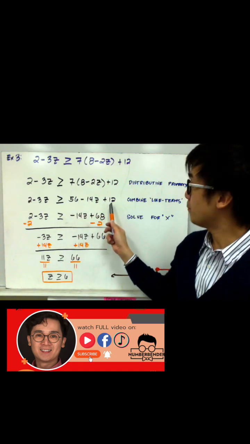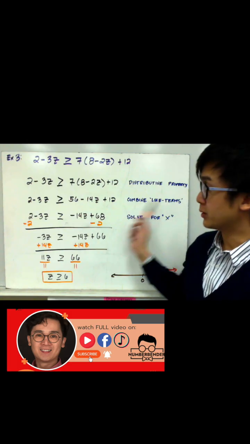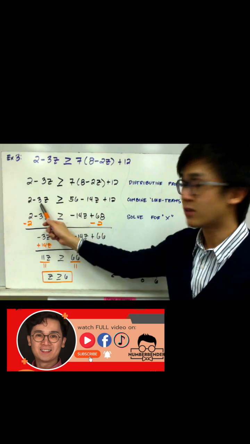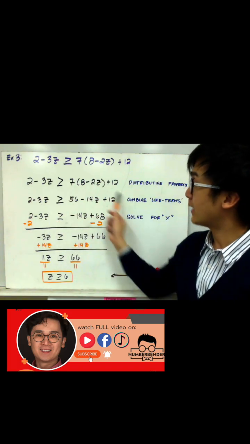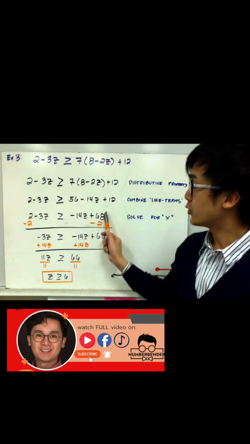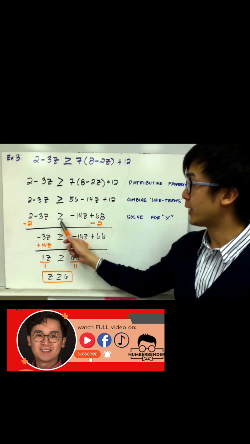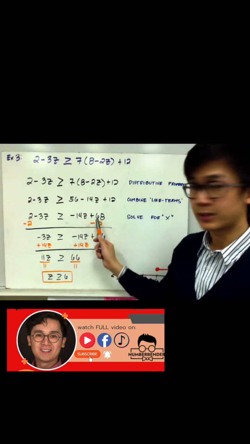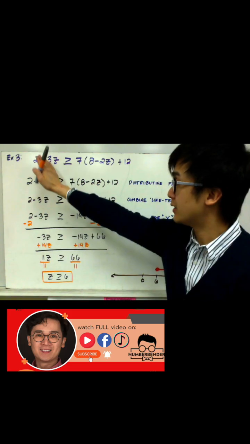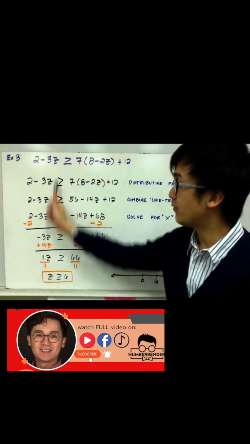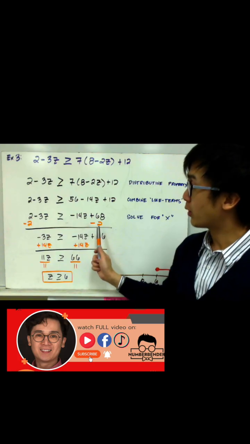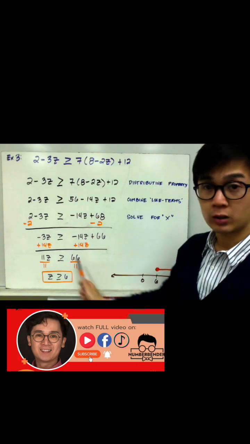At this point, my next step would be to combine like terms. On this side of the inequality, there are no like terms to combine, so it's just going to be 2 minus 3z. However, on your right hand side, you can combine 56 and 12, leaving you with 68. So now you have 2 minus 3z greater than or equal to negative 14z plus 68. Now to solve, just like what we did before, we need to have the variable z on the left hand side, and our constant will be on this side of our inequality.